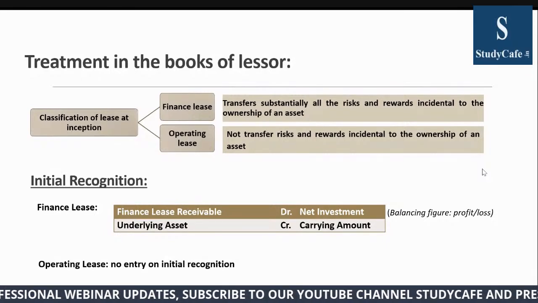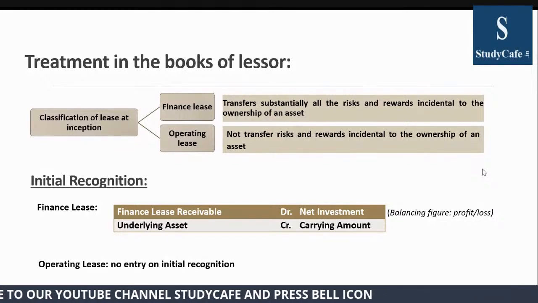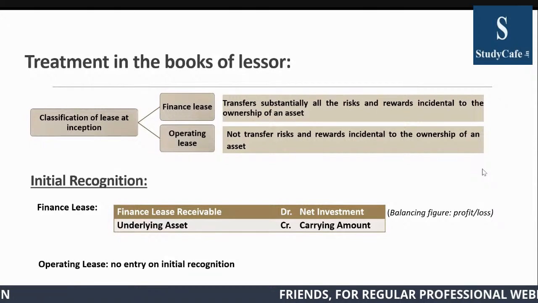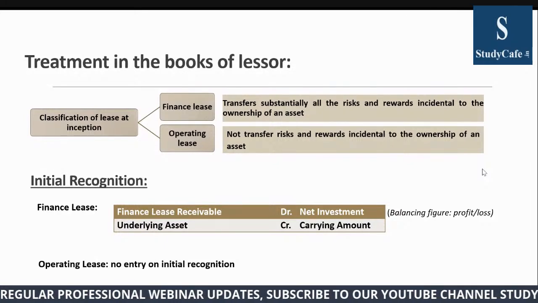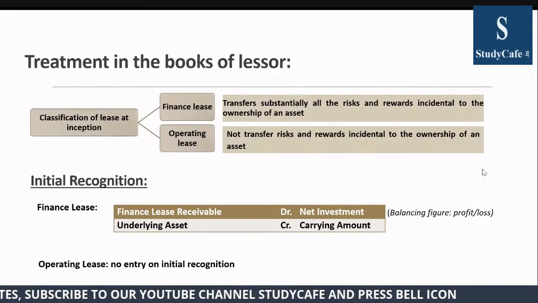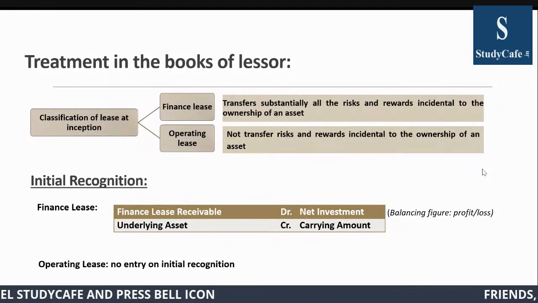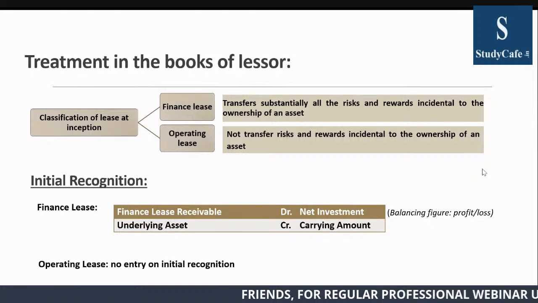Right. For example, the lease term covers the maximum period of the economic life of the asset, or say there is a purchase option in the lease and the lessee has an option to purchase the asset at a very minimal value, right? So there are certain examples given in Ind AS 116 that may be considered while assessing whether the lease is a finance lease or an operating lease. So clearly, whatever lease that is not a finance lease is an operating lease.